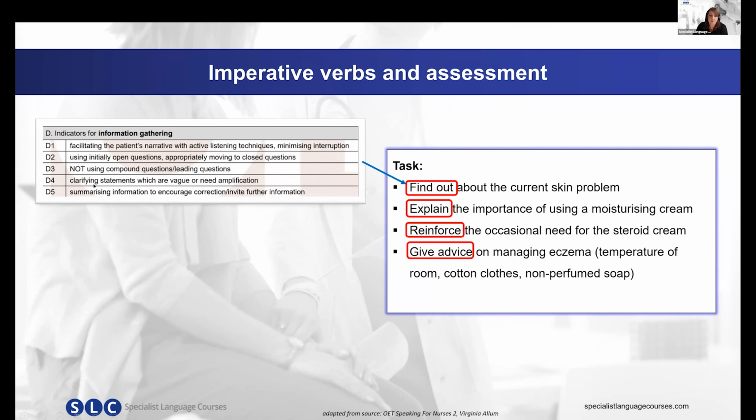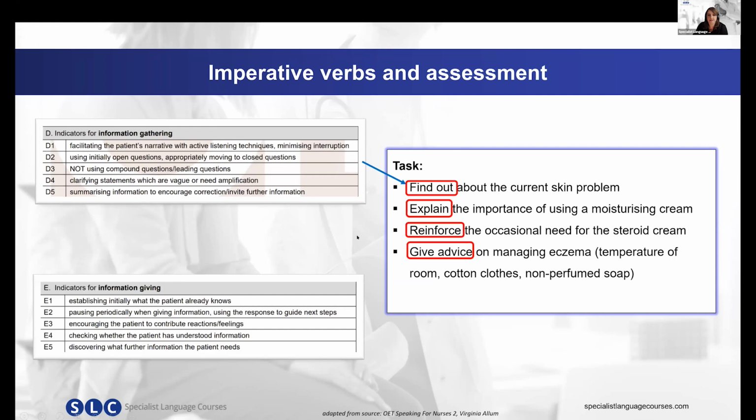And if we look at this more closely, we have some assessment criteria on how you should be gathering information. So you need to make sure you use open questions. Could you tell me more about your daughter's skin? And then move more to closed questions. How long has it been going on? Does she have flare-ups at the moment? Also, our advice here is not to use compound questions, so not lots of questions in one. And also, it's good practice for you to clarify any statements or summarize any information.